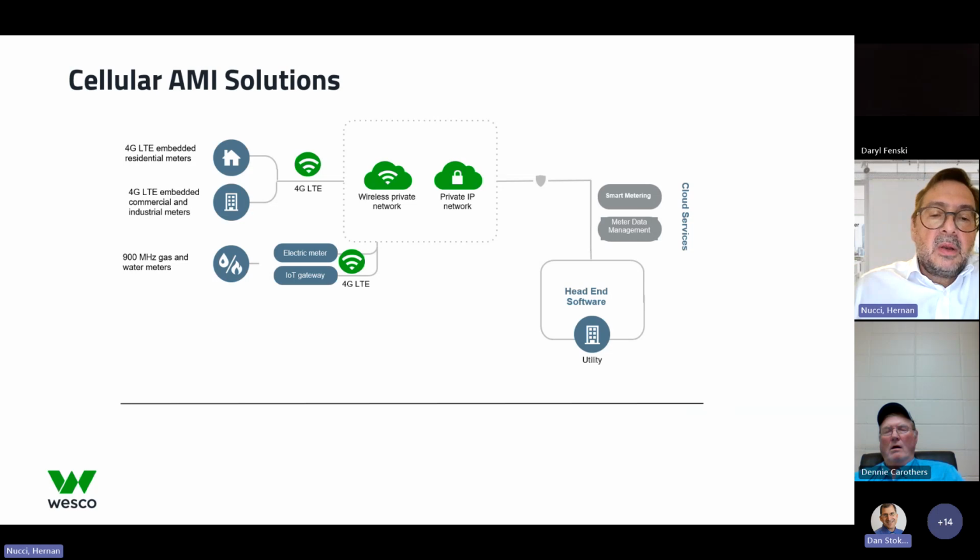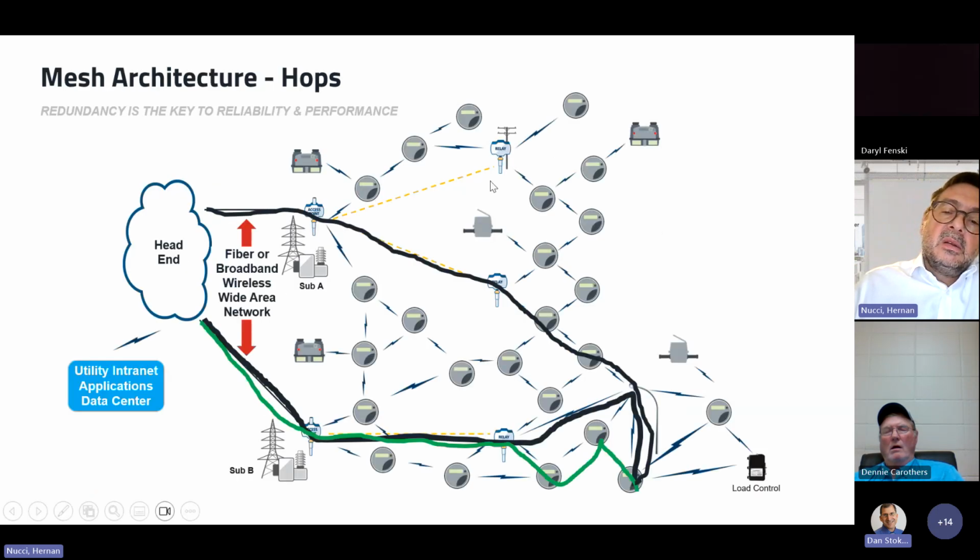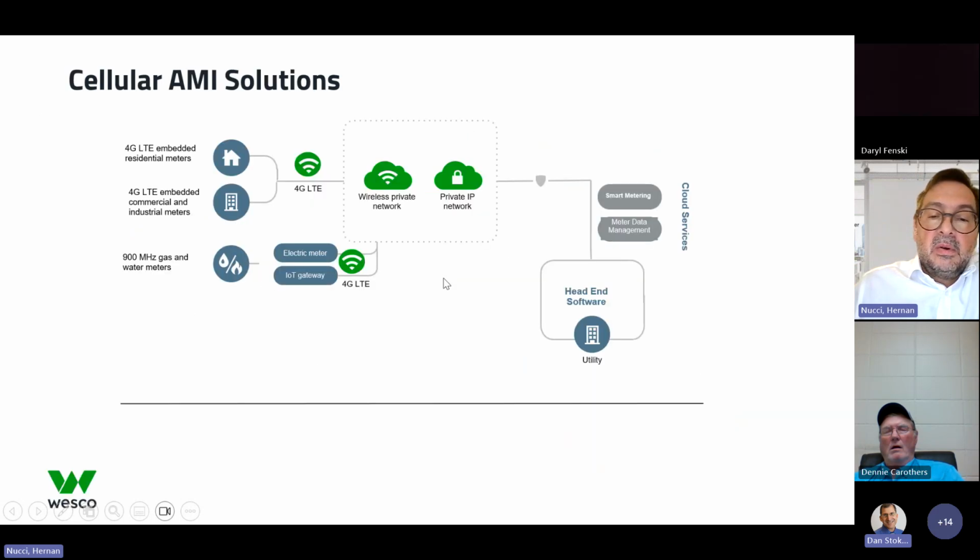In the case of a cellular solution, you don't need to install any network. The network is there for you. It's either Verizon, AT&T, so you don't need to maintain any gear on the street. If you go to mesh, you need to maintain the data collectors, the relays, and the like. So if you decide to use an AMI solution with cellular, you don't have any assets to maintain. Of course, you have the cost of paying the carrier for the service.